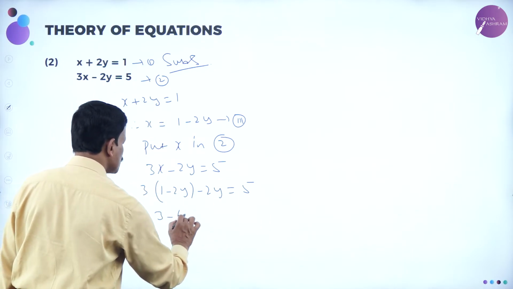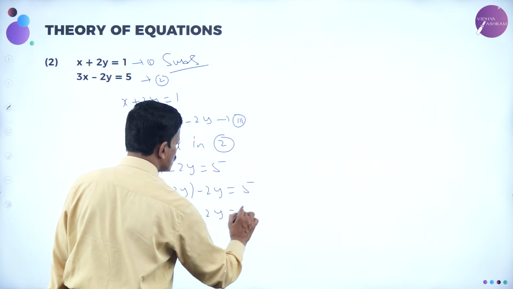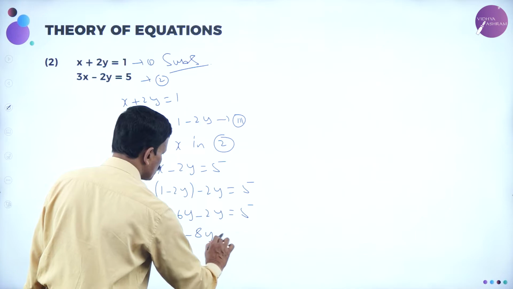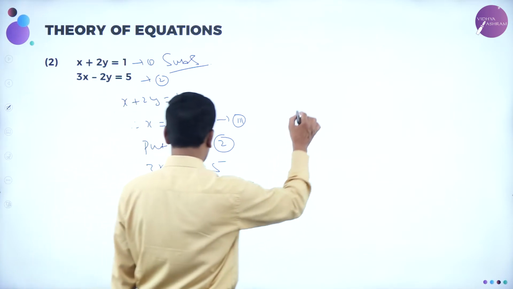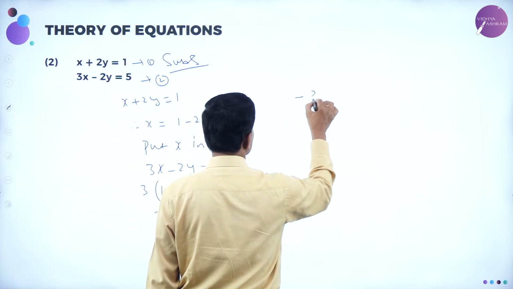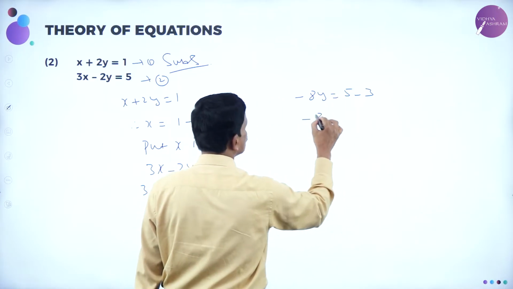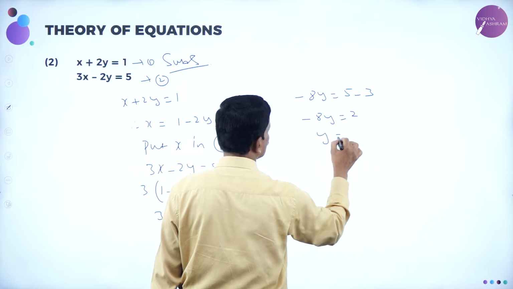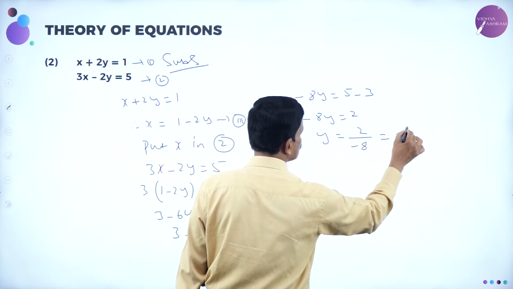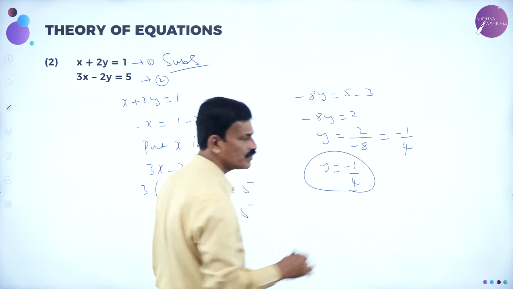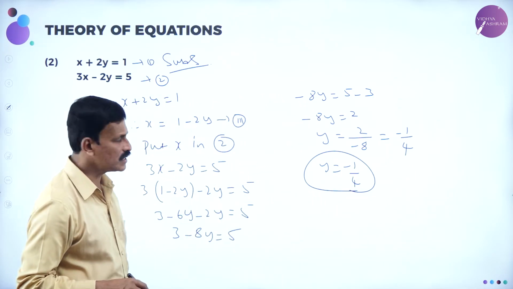Multiplied, 3 minus 6y minus 2y is equal to 5. So 3 minus 6 minus 2 is minus 8y is equal to 5. Transfer this: minus 8y is equal to 5 minus 3. Minus 8y is equal to 2. Y is equal to 2 by minus 8, this is minus 1 by 4. Y is equal to minus 1 by 4.